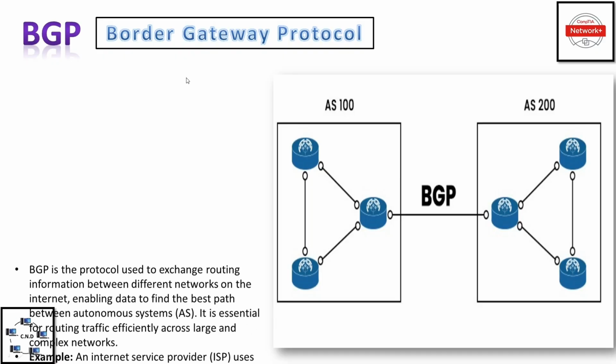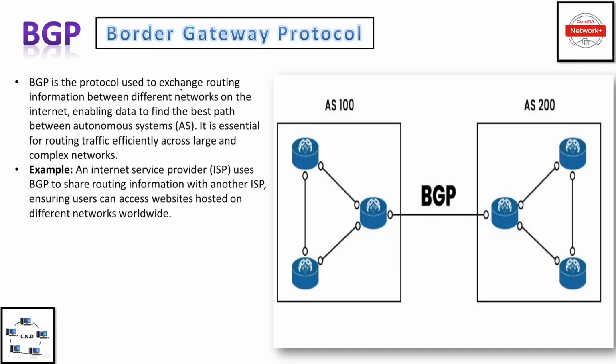BGP, that is Border Gateway Protocol. So BGP is the protocol used to exchange routing information between different networks on the internet, enabling data to find the best path between autonomous systems. It is essential for routing traffic efficiently across large and complex networks. For example, an internet service provider, ISP, uses BGP to share routing information with another ISP, ensuring users can access websites hosted on different networks worldwide.